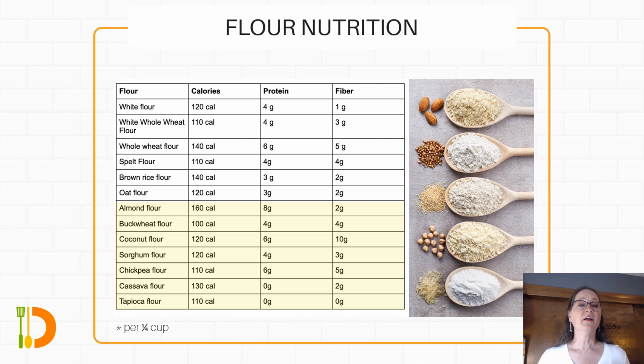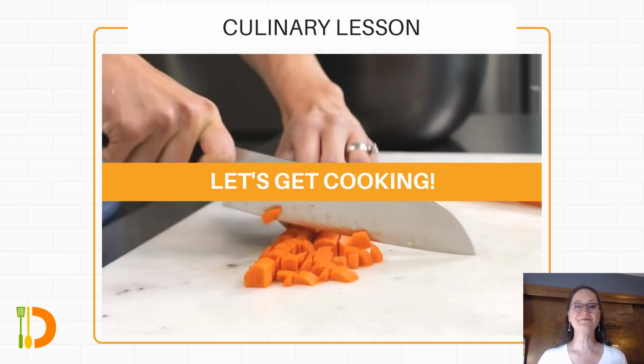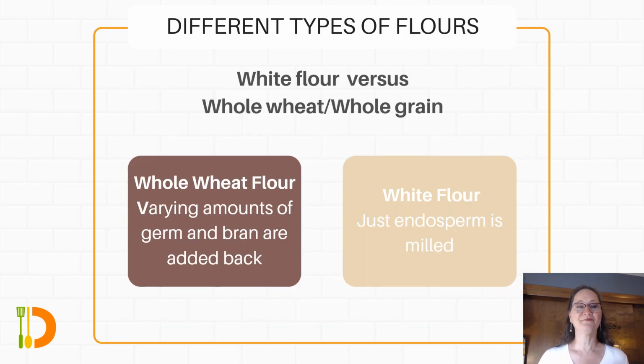Let's just talk about a couple of them here. Cassava flour is flour made from the entire cassava root vegetable, whereas tapioca flour, also known as tapioca starch, is just a starch from the cassava root. These flours and combinations of them, like I said, are used in gluten-free cooking. Now let's get into the culinary lesson.